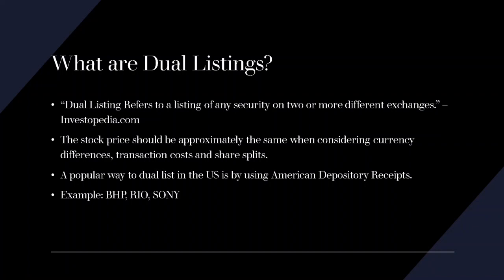A popular way to dual list is also by using ADRs, or American Depository Receipts. So we have examples like BHP, which is listed in the US, Rio listed in the US, and Sony, which is listed between the US and Japan.